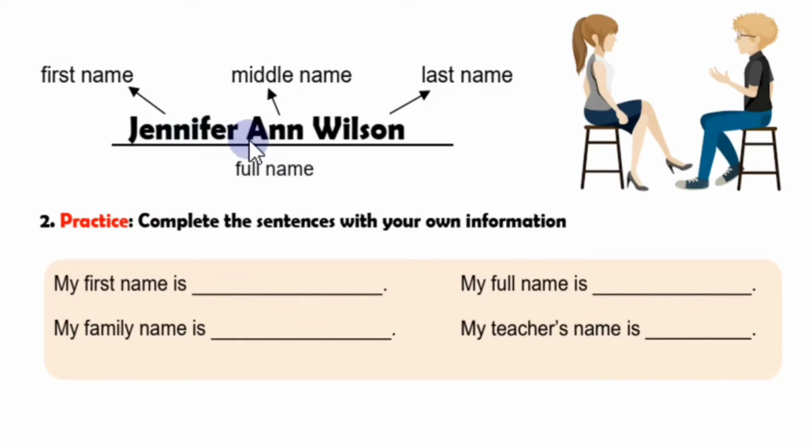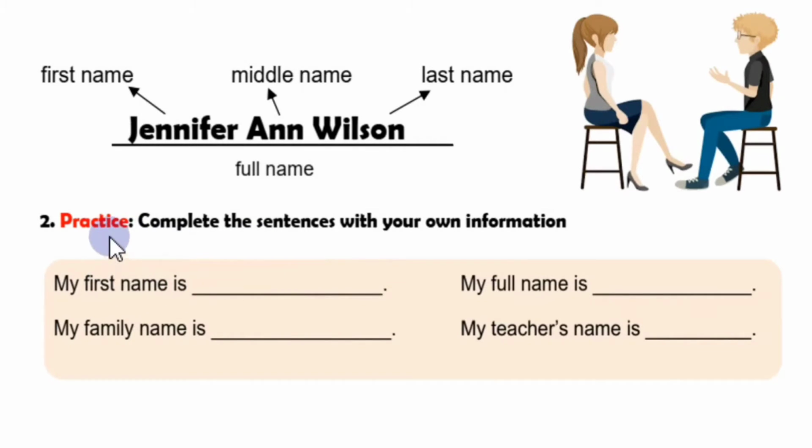So Jennifer Ann Wilson, that's a name. What's her first name? Jennifer. Middle name Ann, and last name Wilson. Together, full name. So what's your name? What's your first name? What's your middle name? How about your last name? And how about your full name? Okay, I'm going to know that, right?